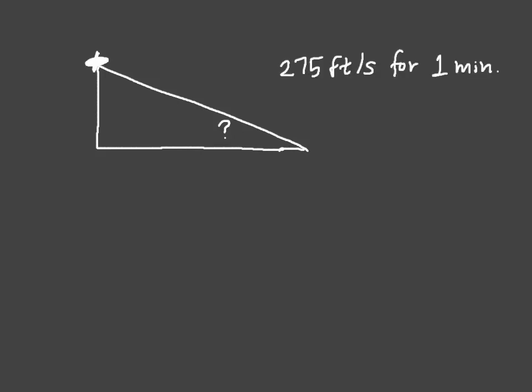Okay, so let's think about this. They didn't actually tell us how far the plane has flown. They told us how fast the plane was flying for how long, okay? So 1 minute is a total of 60 seconds, and if this plane is flying 275 feet per second, we need to multiply that 275 feet that it's flying per second times 60 because it's been flying for 60 seconds. So it turns out the plane has been flying for 16,500 feet. And if you think about the path that the plane is flying, that's this line here. So that's the hypotenuse of our right triangle.